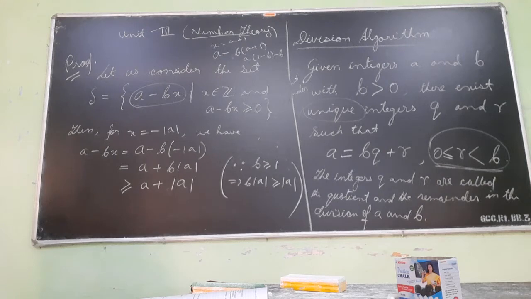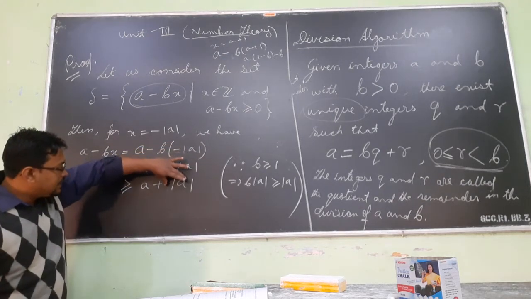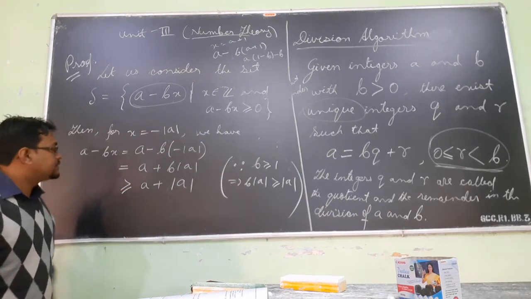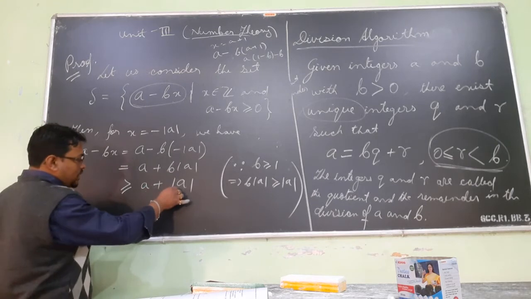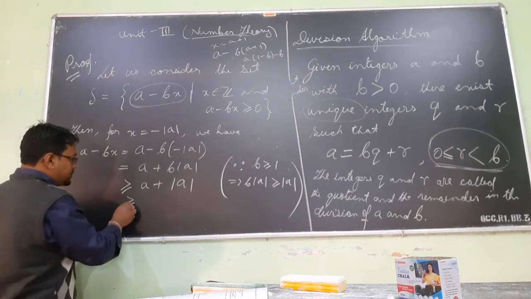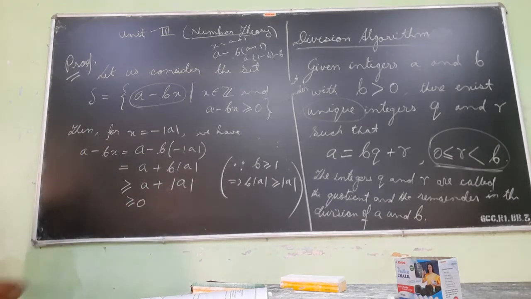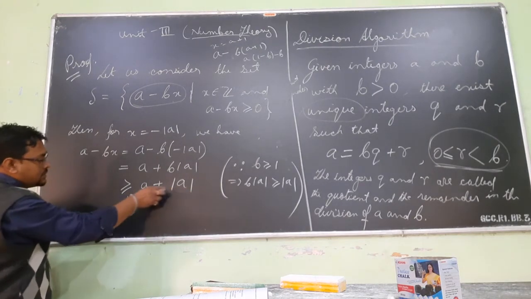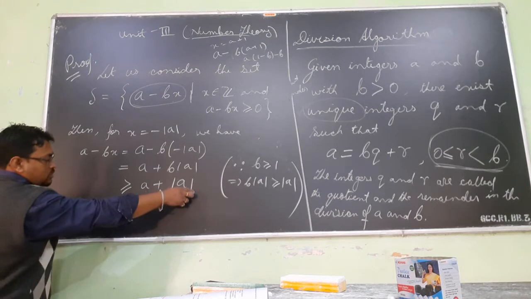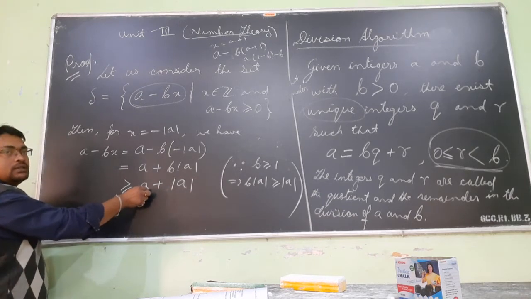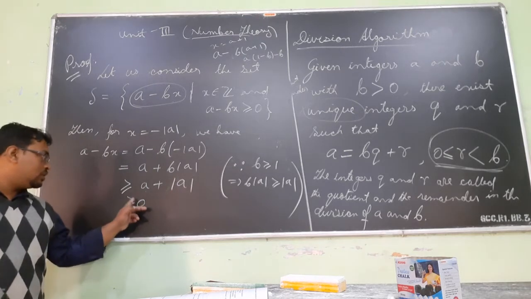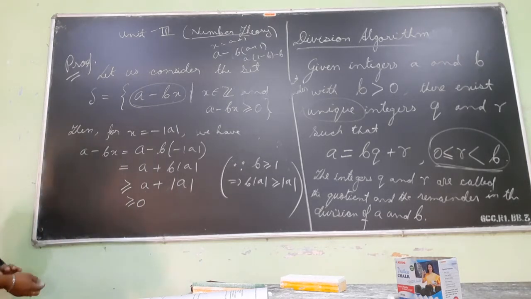So B is greater than or equal to 1, so instead of B into mod A I can replace it by this, so this will be greater than or equal to this quantity. But this A plus mod A is always greater than or equal to 0, because the absolute value of A is always at least the magnitude of A. So when you add them, this will always be greater than or equal to 0.